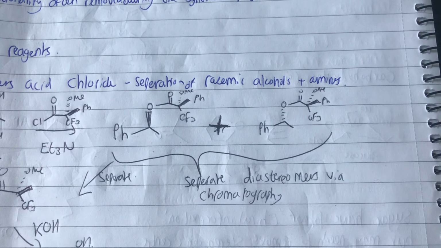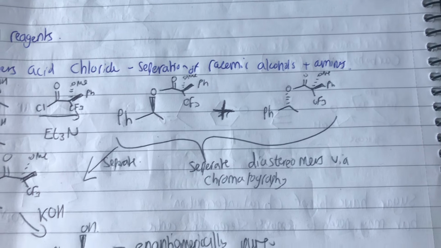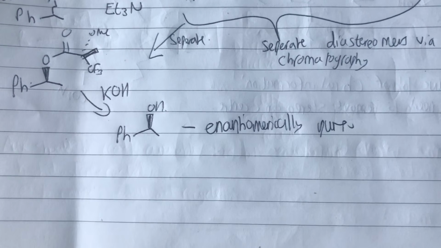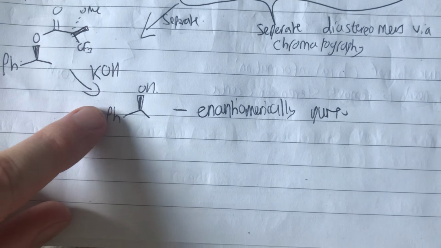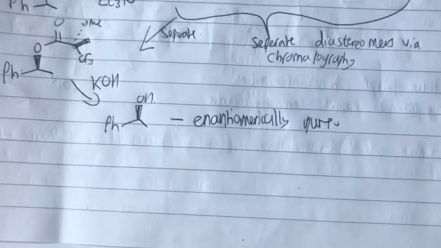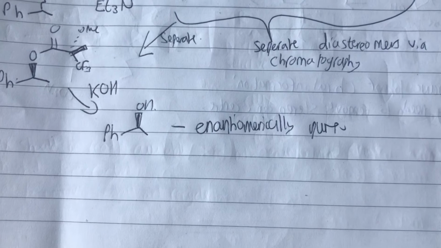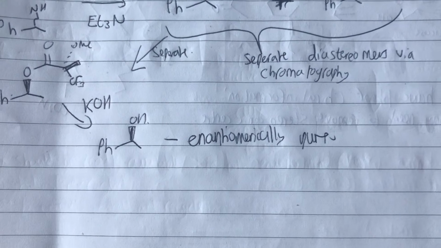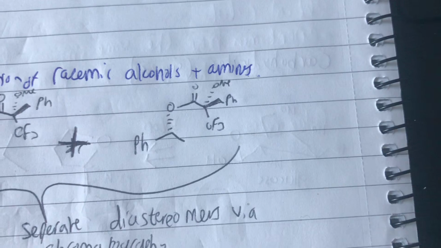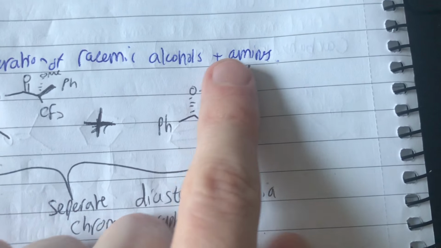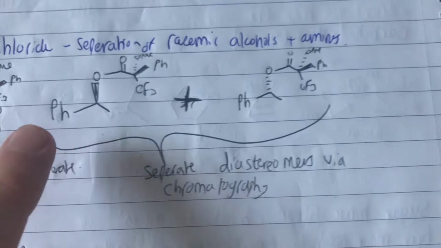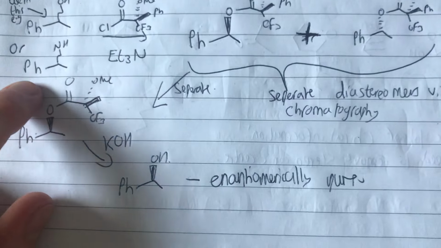And we can separate these diastereomers via chromatography. We then move down to this step here, once we've separated them, and just add KOH, potassium hydroxide, and we get an enantiomerically pure alcohol. Obviously we could separate it this way instead, so we could have this product and get an enantiomerically pure alcohol there instead, but we decided to use this one in this example. Like I said, the same thing sort of happens with the amine.